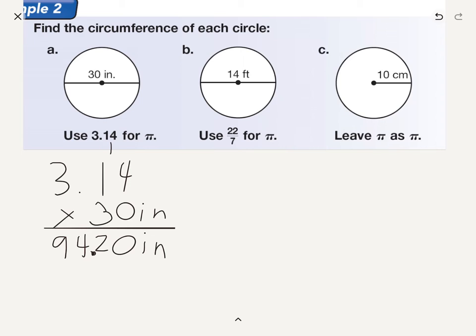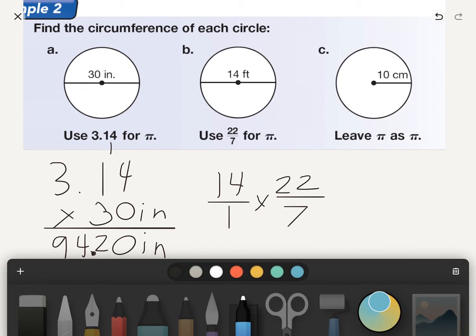22/7? Here's why. Now, if I set up the problem like this, does it become obvious why this would be handy? Yes. Want to tell me? What do you see? Cross-canceling. Cross-canceling goodness! Yes! Exactly!